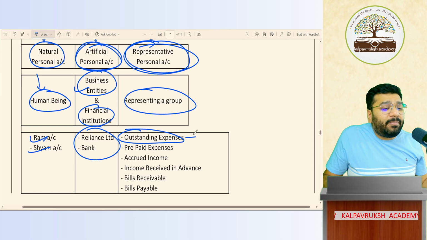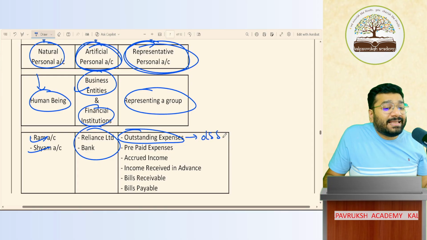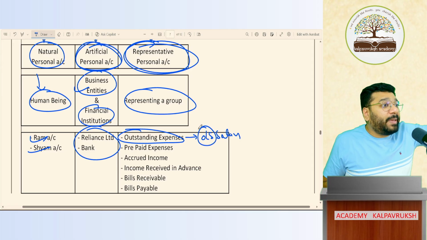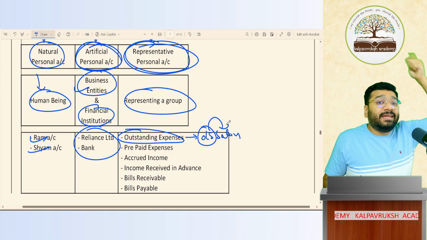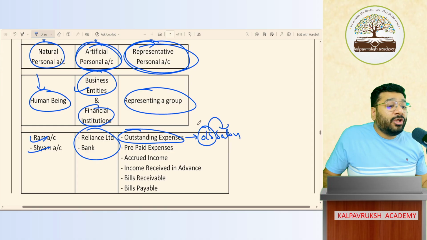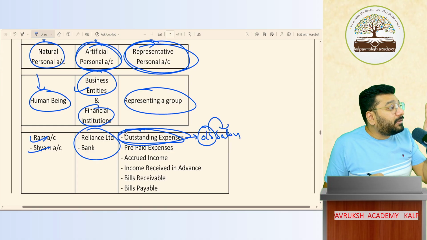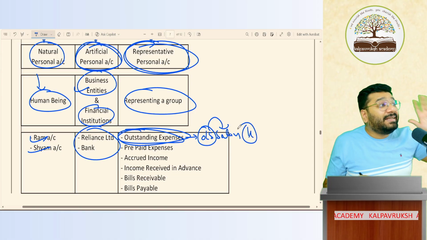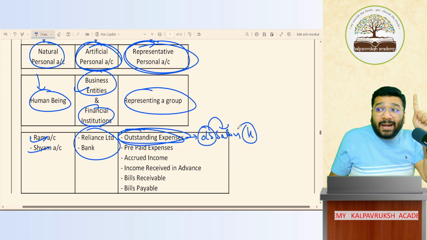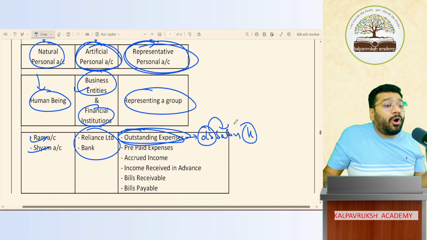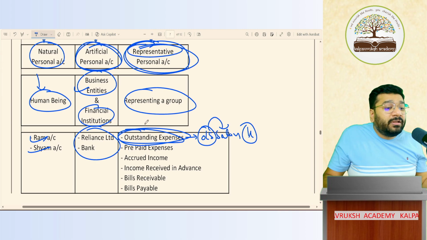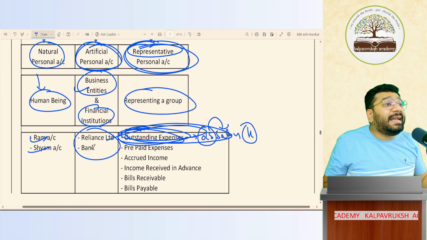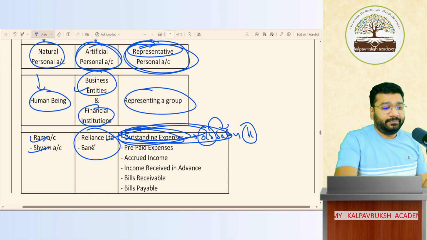Outstanding expenses, I gave an example last class. Outstanding salary means what? Pending to pay, yet to pay salary. When will I pay? In future. Anything that I pay in future is a liability. So this liability, I have to pay not to one person, but to a group of multiple staff. I said I have to pay 1 lakh for how many staff? 10 staff. This 1 lakh is not one party's payment. It is a group of multiple parties. Hence we call this a representative personal account. This account is representing 10 employees. Got it? Not got it?